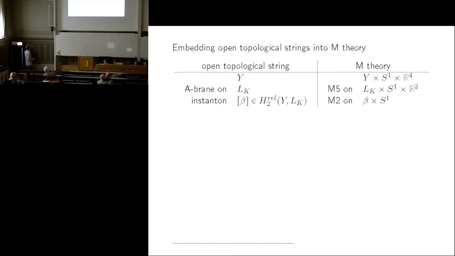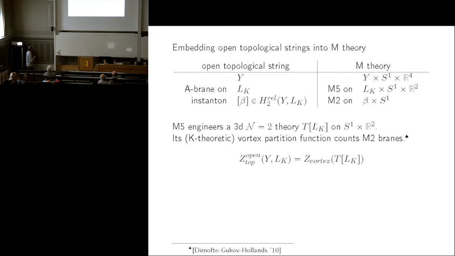To answer this question, to some extent, it helps to switch from topological strings to M theory. The relevant setup is to take the conifold times a circle times R^4 with a five-brane wrapping the knot conormal times S^1 times a plane. And then the worldsheet instantons get lifted to M2 branes on holomorphic curves times S^1. Given this setup, you can go back to topological strings, or you can ask what happens in the extra directions of spacetime.